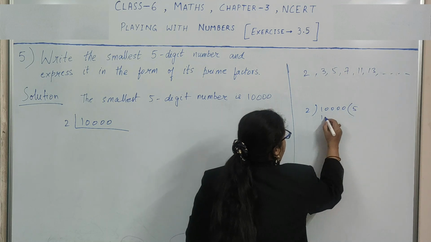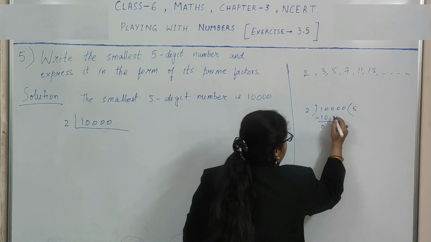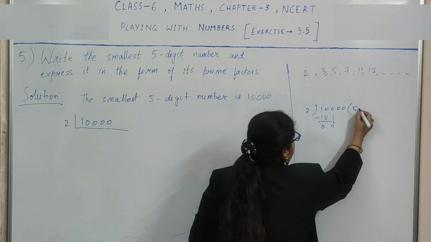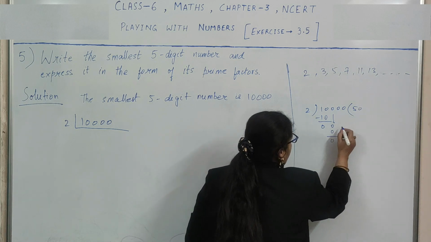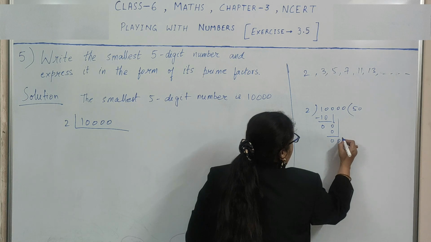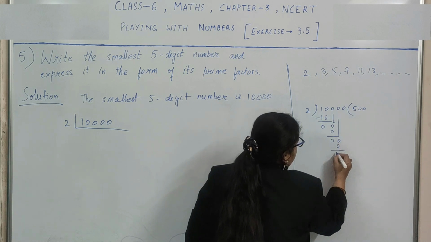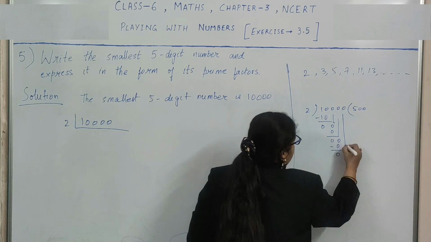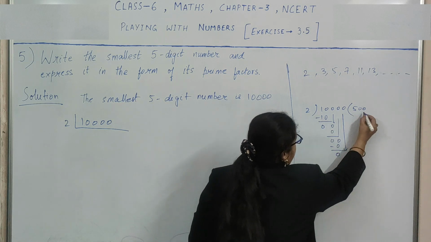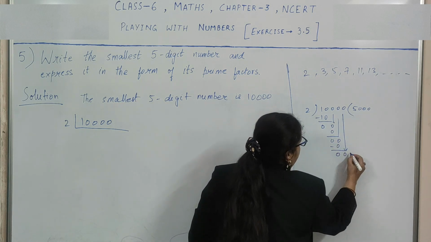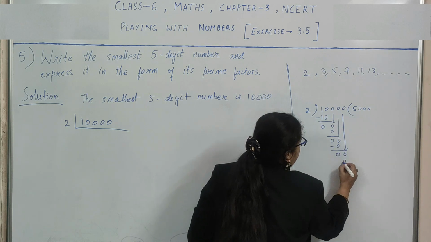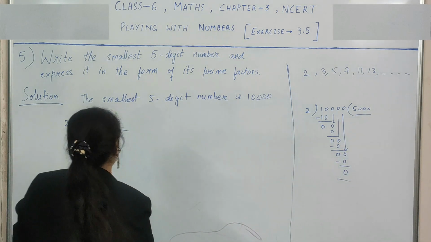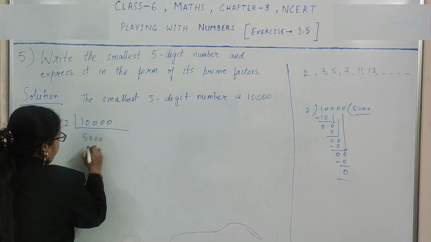Okay, so 2 5s are 10. We subtract it, we get 0. Now this 0 will come down. Okay, so 2 zeros are 0, remainder is 0. Again, we take this 0 down, right? 2 zeros are 0. We subtract, this will be 0. Again, this 0 will come down, and again 2 zeros are 0. We subtract it, we get 0. Now the remainder is 0 and the quotient is 5000. So we will write the quotient here, 5000.